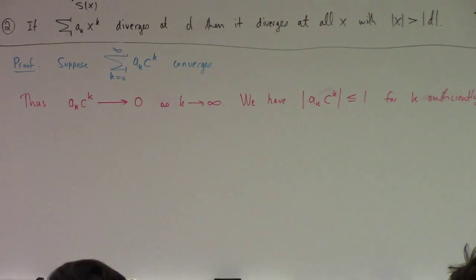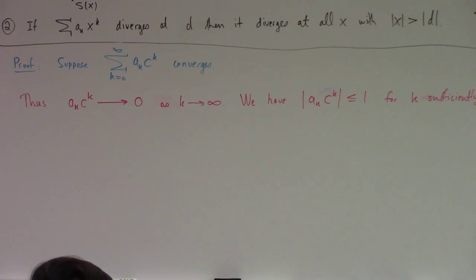Does that make sense? The sequence a sub k times c to the power k is converging to 0, which means the values a sub k c to the k are getting closer and closer to 0. You can make them as close to 0 as you want for k sufficiently large, right? So it must follow that the magnitude of a sub k c to the k is less than 1 past some point. If it wasn't, that would contradict the convergence to 0 of the sequence.